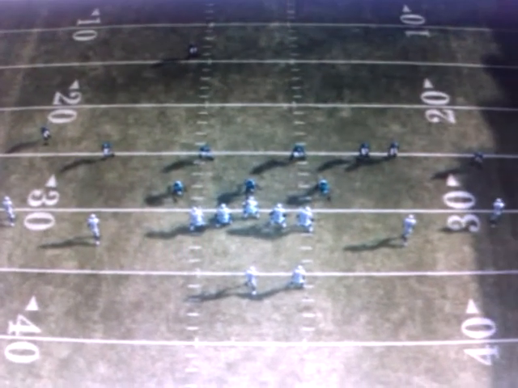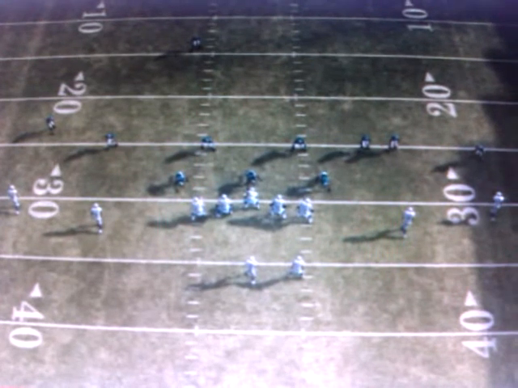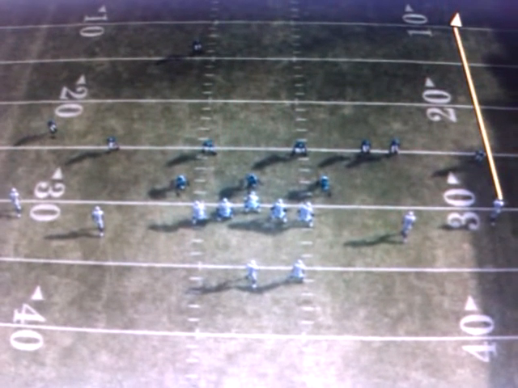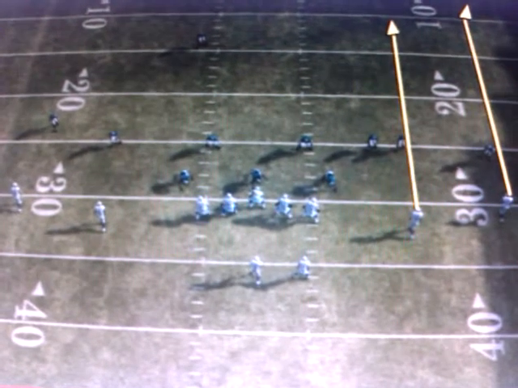And the first route that we're going to take a look at is the flanker who's lined up out here on the right, and he's running a go route in that area there. And then we wind up to the inside of him, which is going to be the right slot receiver. He runs a seam route down the right hash mark.